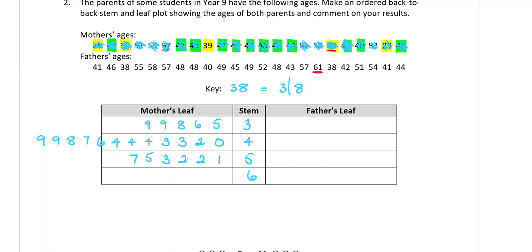Now we need to go through and do the dads. So starting with the dads in the 30s. Yep, 38. Is there any others? No, 38 and 38. So we're going to go 8 and 8. Cross off those. All right, now let's go to the 40s. We have 41, 46, 48, 48, 40, 49, 40. Oh, this is going to be a lot.